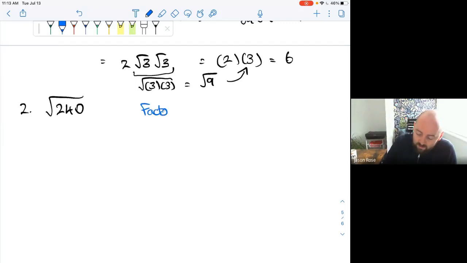Has anybody ever seen a factor tree before? Put a yes in the chat if you have. Just wondering if you've seen it. No, okay. So here's how it works. Lewis, you're the first person to respond. Give me 2 random factors of 240. It doesn't matter what they are. Eric has, that's good.